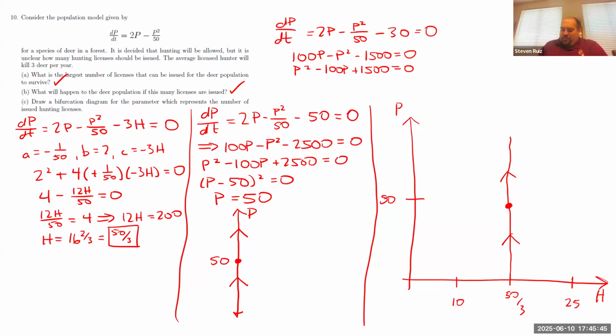Oh my God, we got lucky. It does factor. No, it doesn't. Oh yeah, I was wrong. Okay. All right, so let's do quadratic formula on this.